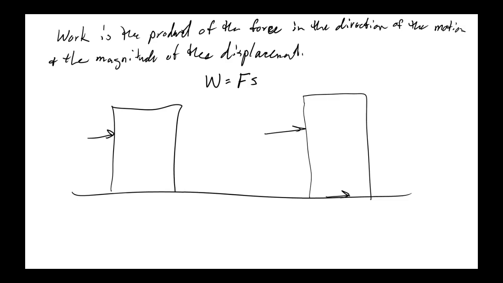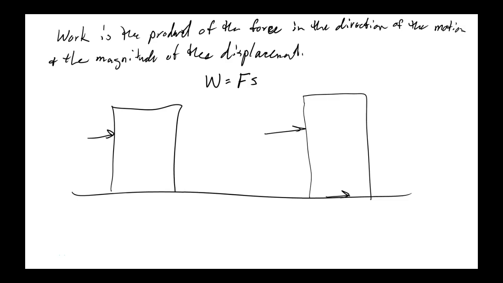So this force has a component parallel to the floor and perpendicular to the floor. This perpendicular is doing no work on the chair. Only the parallel to the motion is doing work. So that's a little caveat. If you're pulling or pushing at an angle, it's only the component in the direction of motion that's doing work. Okay?